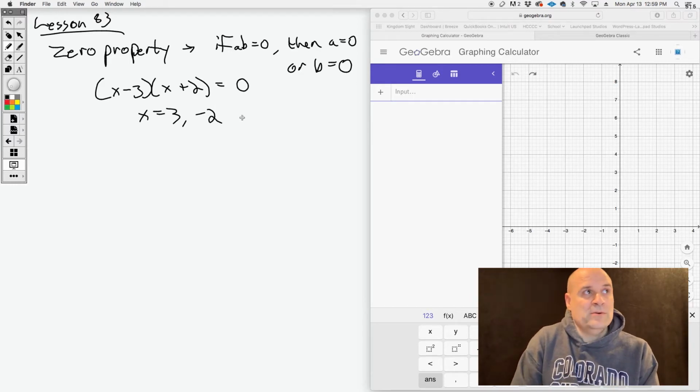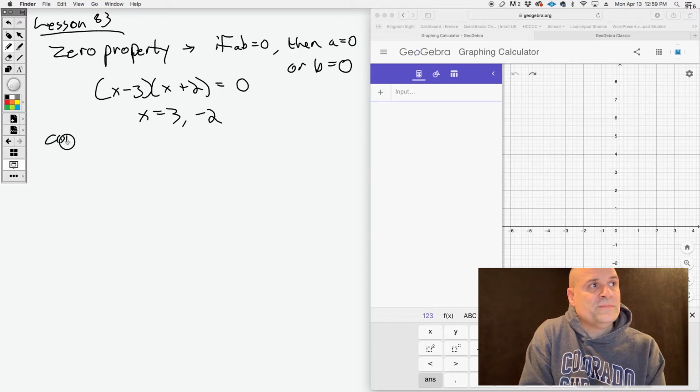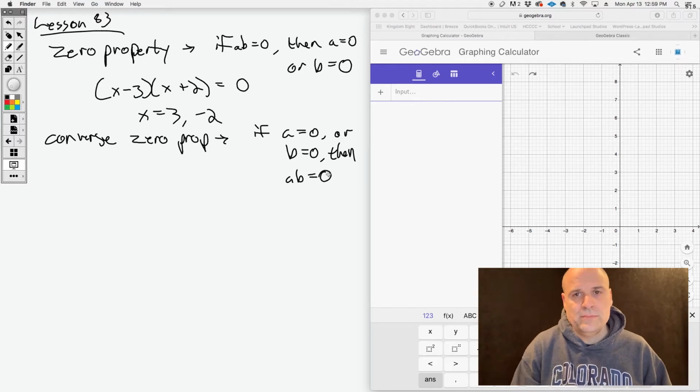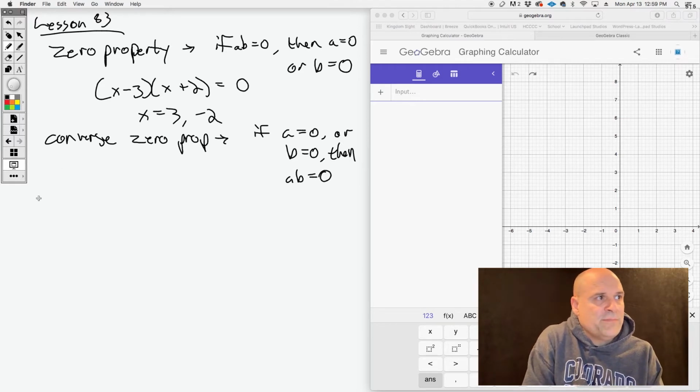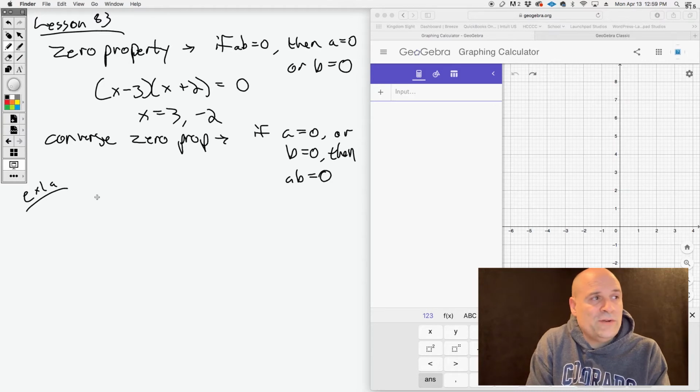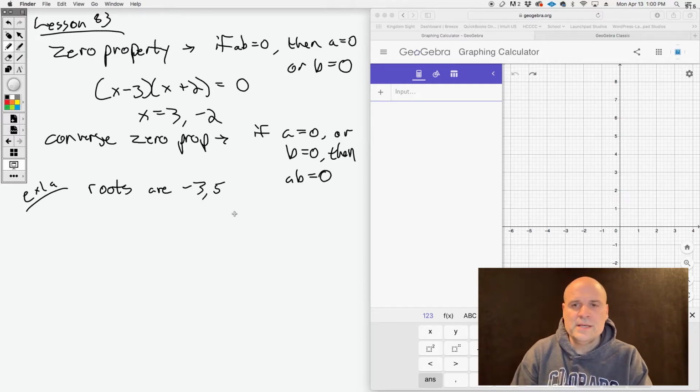So now we're gonna go backwards. The converse of the zero property says this: if A equals 0 or B equals 0, then AB equals 0. Okay? So let's start with example 1, and this is a two-part one, so this is 1A. I want to write a quadratic equation, but the roots are given to me. The roots are -3 and 5.